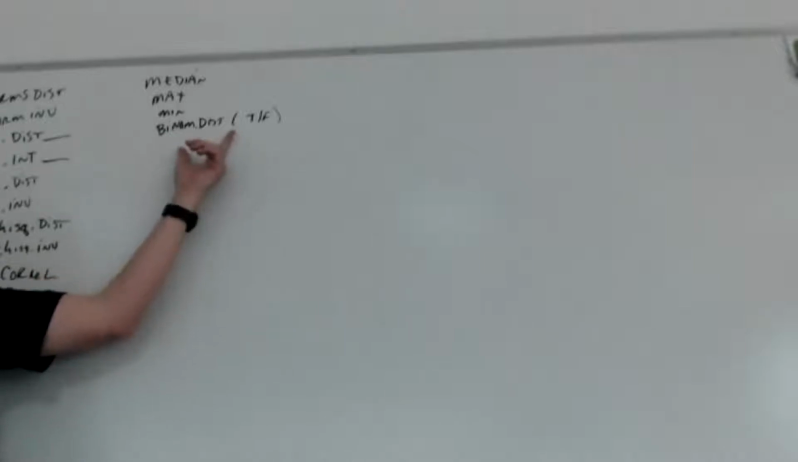Medians, max, min, binom dist. Quartiles? And that one you'll need to remember if it's true or false. Remember, most of these are true, but that one's the one that could be false. What's the difference on this one? False is if you add... it asks you, do you want the cumulative distribution function? So yes is true, no is false.